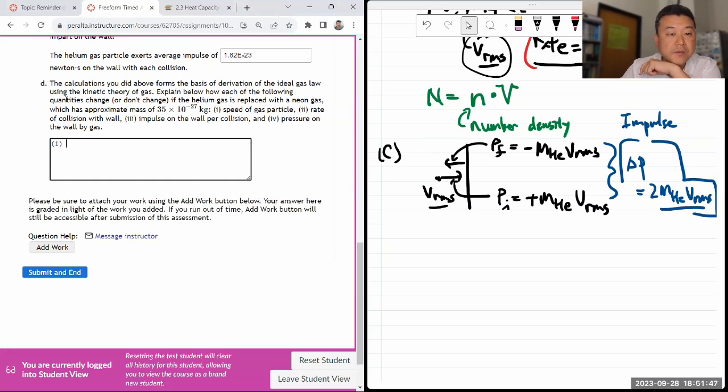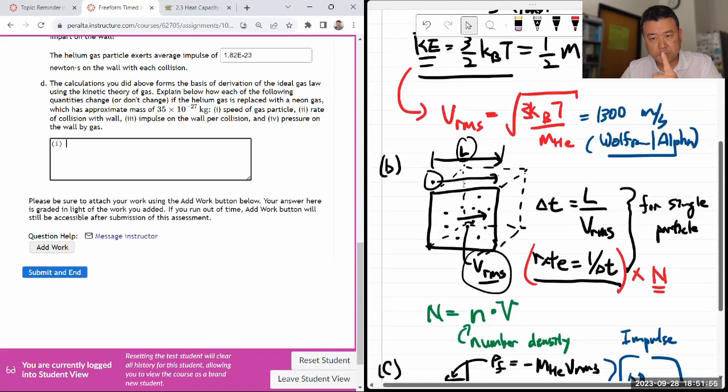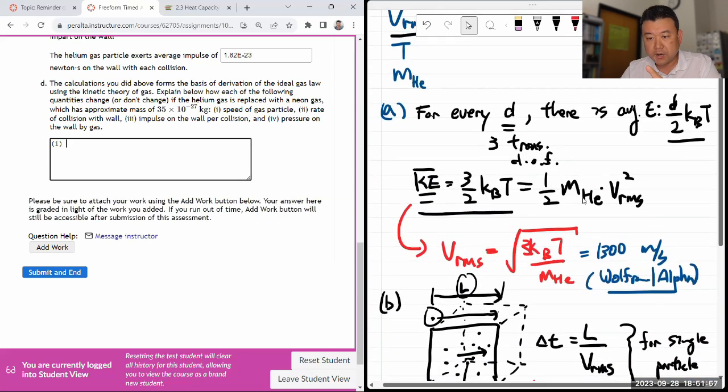Explain how each of the following quantities change or don't change if helium is replaced. The only thing that's changing is the mass. So the speed of the gas particle, looking back up, VRMS here, does depend on the mass of the particle. So VRMS will change, decrease by a square-rooted factor.